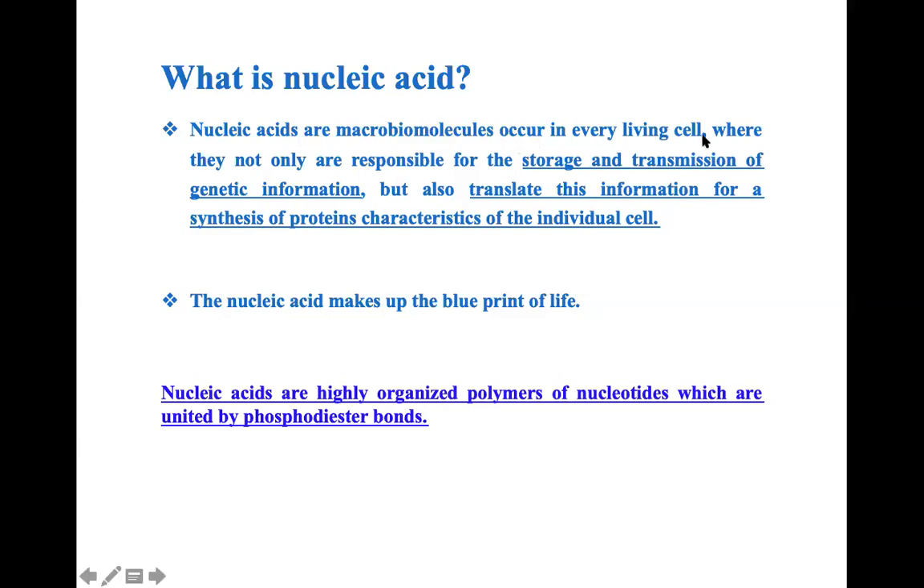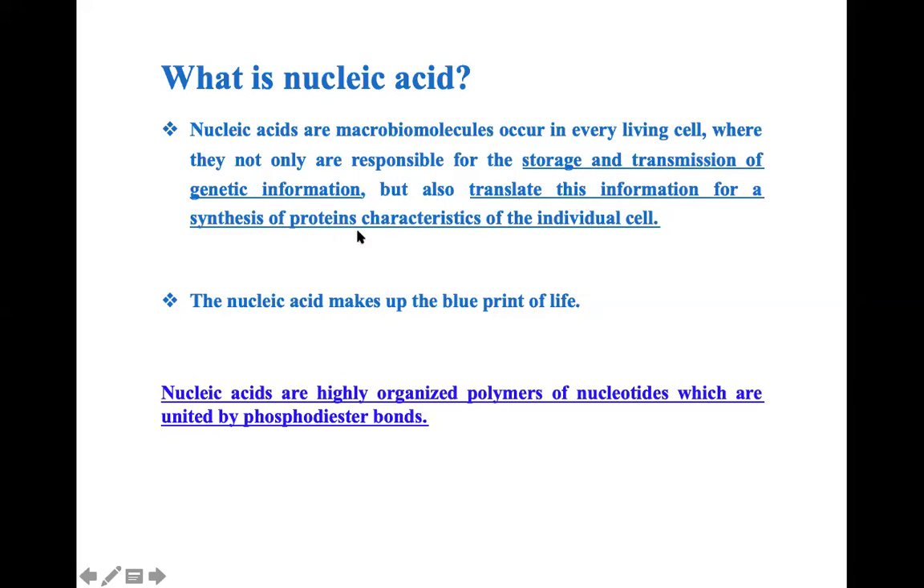They are polymers that occur in every living cell, and they are responsible not only for the storage and transmission of genetic information. This is very important. For example, I am like my father or parents because I got DNA from them. So DNA stores the information of characteristics, then transmits it through the hereditary process, and translates this information for the synthesis of protein.